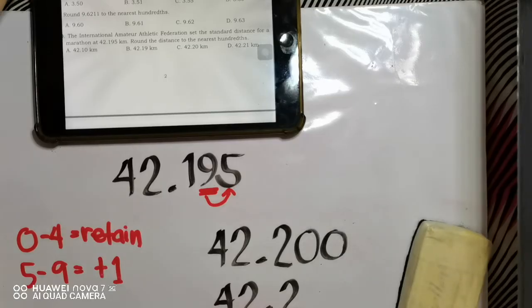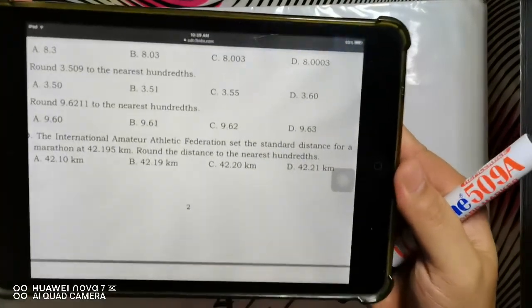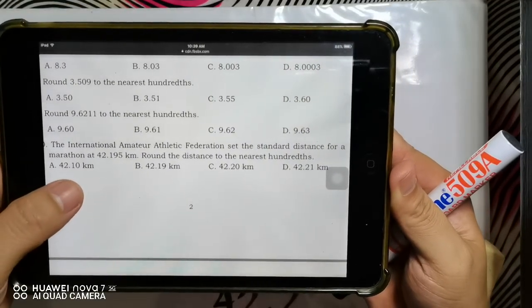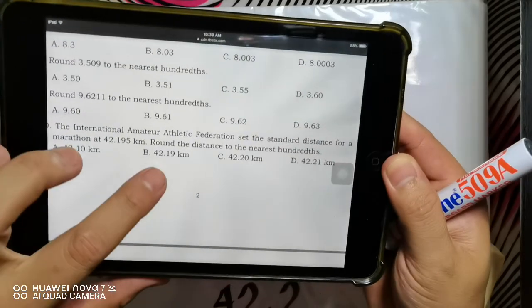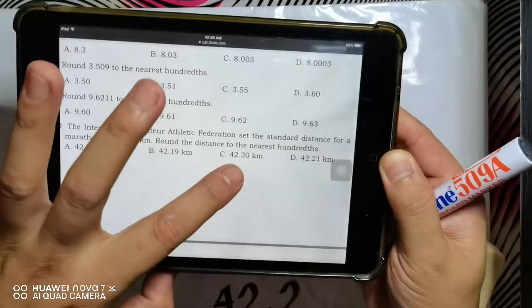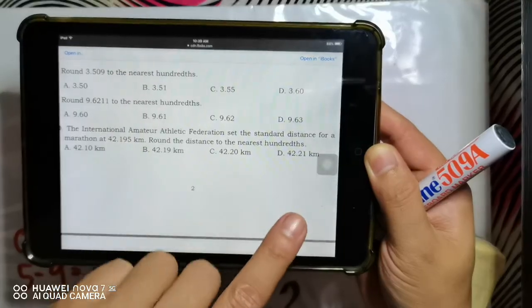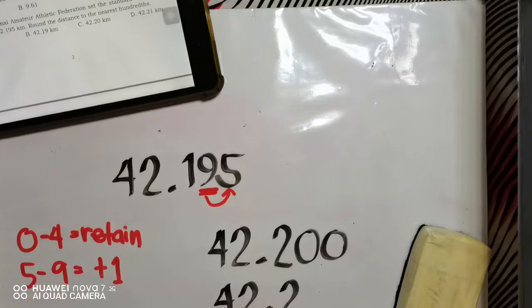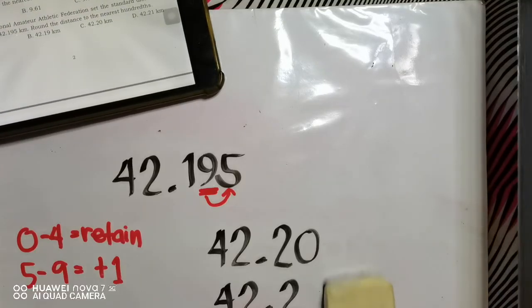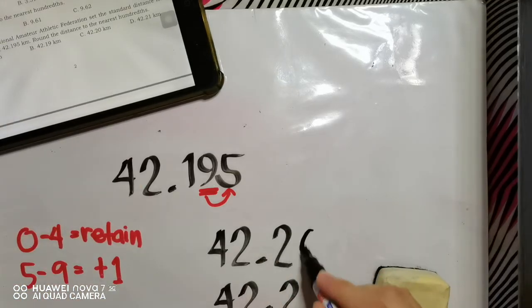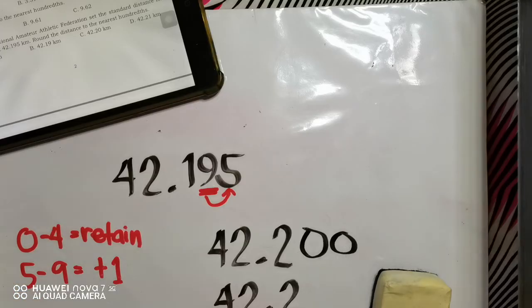Okay, so what are our options there? The options here are letter A, 42 and 10 hundredths kilometers, 42 and 19 hundredths kilometers, 42 and 20 hundredths kilometers. Oh, sorry. And then the last one is 42 and 21 hundredths kilometers. Now, what he did there was just one zero. So, okay lang din. You can erase 1 zero, you can erase 2 zeros, or you can add 1 zero, or you can add 2 zeros because they are just the same. They will have the same value. Okay?